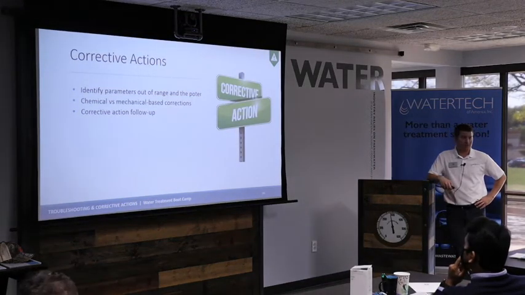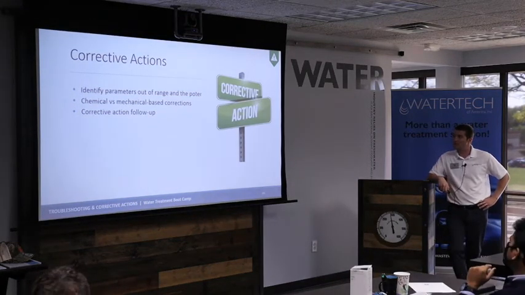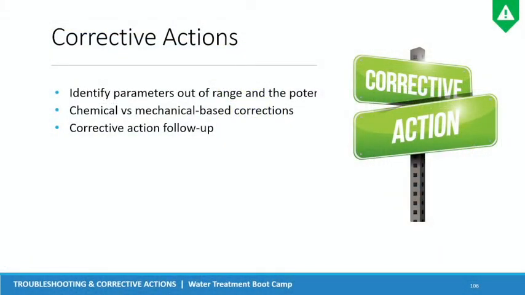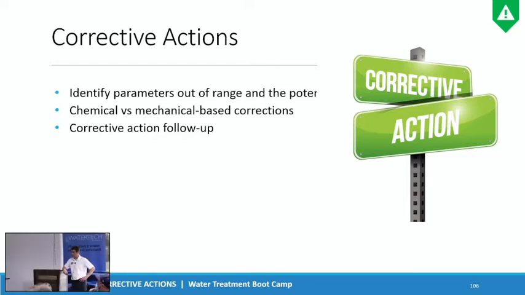All right, so what are corrective actions? Identify parameters. They should have a normal operating range. Identify if they're in range or out of range. And then again, what potentially could happen as a result if they are out of range. There are chemical as well as mechanical-based corrective actions. And then again, there's got to be some follow-up.